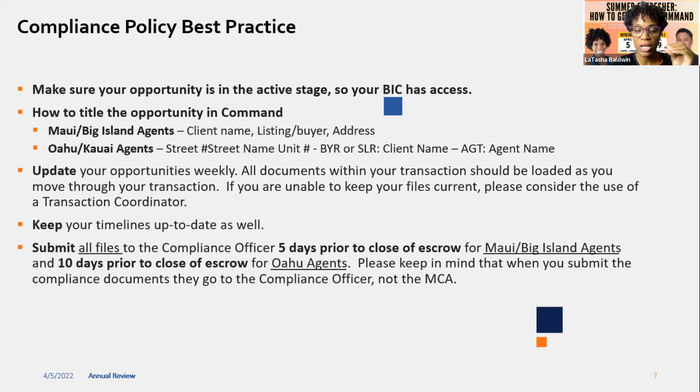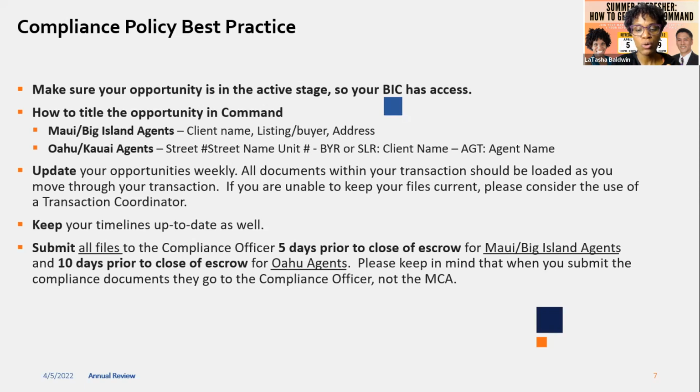We're going to take it in chunks. We're going to first talk about compliance, then we're going to talk about commission. First, make sure your opportunity is in the active stage so your BIC has access. Following it logically, when you have a contact, you enter the contact or you already have it entered in command, then you create an opportunity. When you start working that opportunity and you get ready to start uploading documents into compliance, which we'll get to later, you want to make sure it's in the active stage.